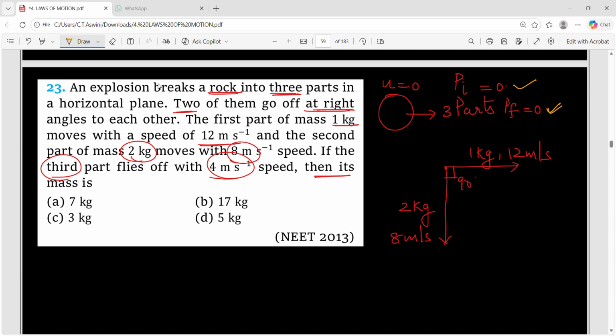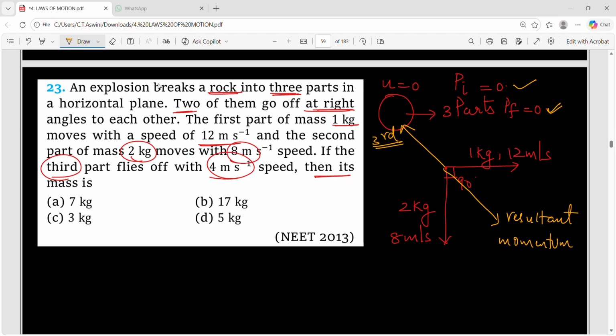So to do so, what happens here? This is the resultant of the 2 parts, right? This is the direction of the resultant momentum of 1 kg and 2 kg. So exactly in the opposite direction is the momentum of the third part. So this is the direction of the third part. And how do you say that that is the direction? Because the system's final momentum also has to be 0. If you take the resultant of the first 2 parts, this is the direction, and the third part must be in exactly the opposite direction, so that the vector addition of momentum becomes 0.